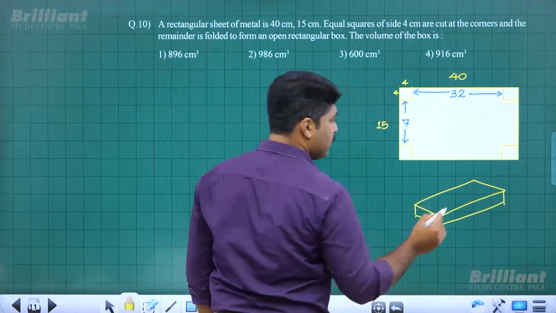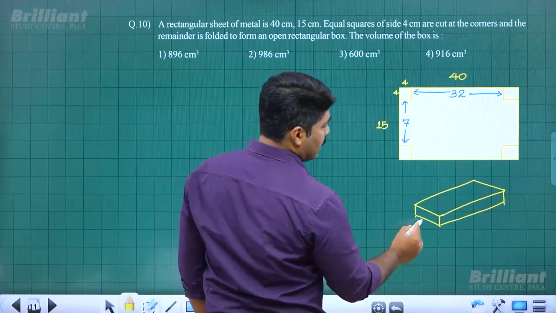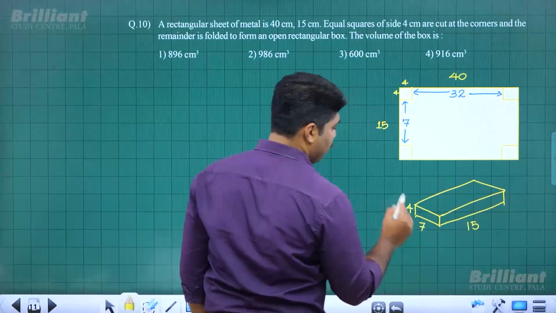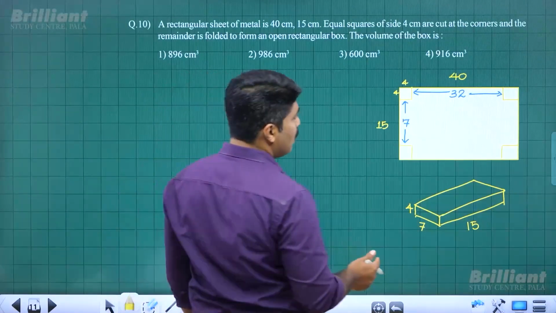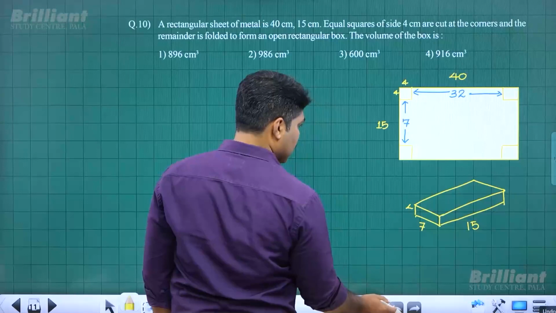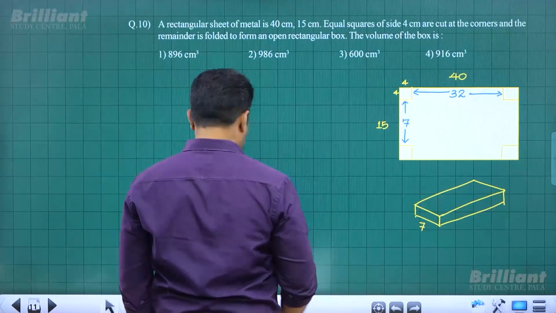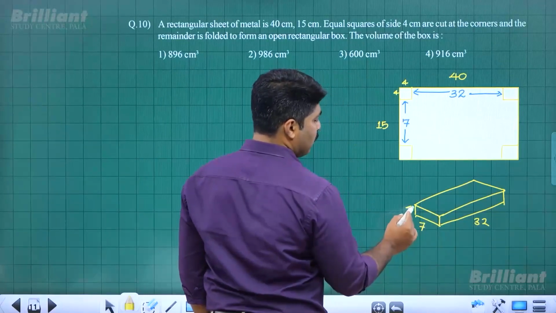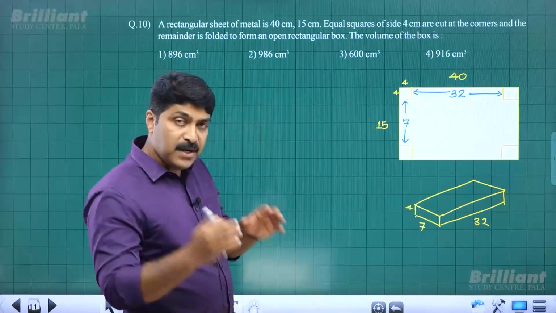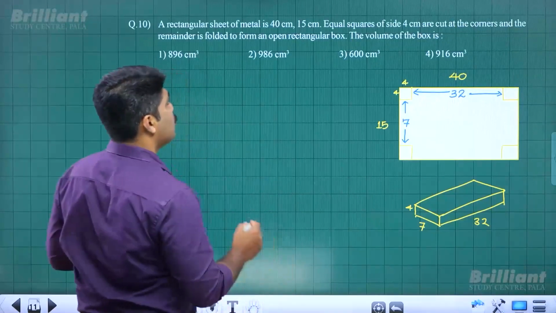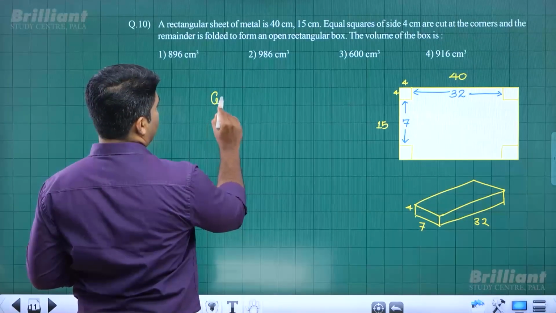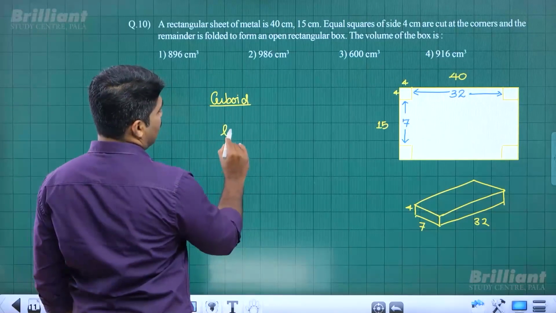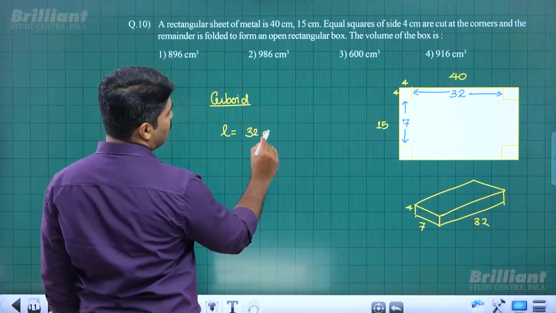So consider a situation this way. Here, this measure is 7, this measure is 32, not 15, that is 32, and this height is 4. So if you need to find out the volume of such a cuboid, its length is 32 centimeter.